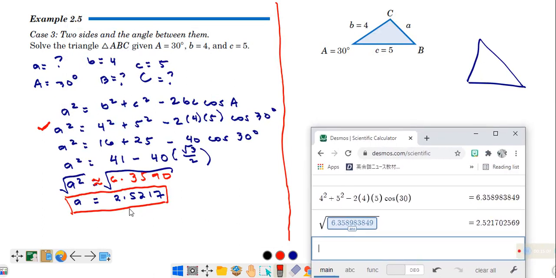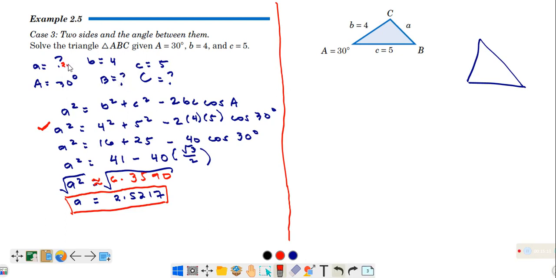Okay, since meron na tayong value ng A, hanapin na lang natin ay si B at saka si C. This is already found out to be 2.5217. Okay na tayo dito. Si B at si C na lang. Kung ako yung magsasagot nito, magsho-shortcut ako. Maglo-law of sines na lang ako para simple lang yung magiging sagot.